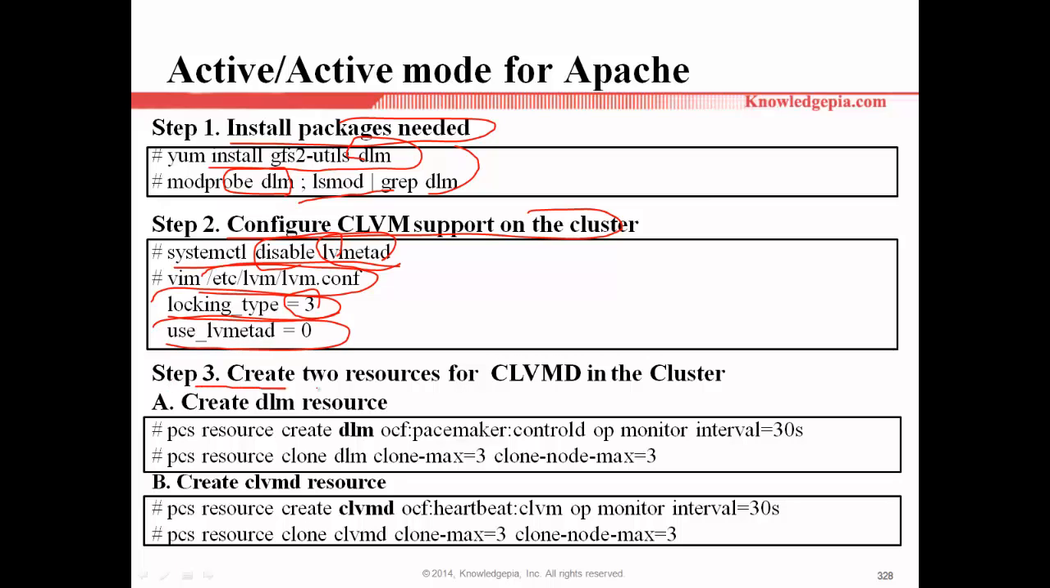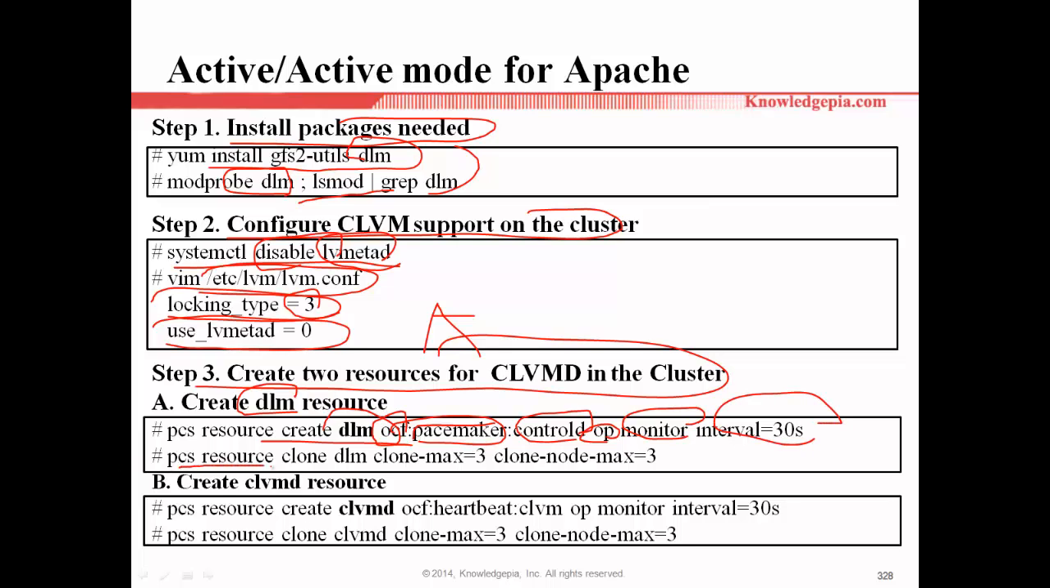Step 3, create the two resources for CLVM. If we want to run the CLVM daemon in the cluster for active and active mode, we need to create two kinds of resources. First one, DLM, like this. Resource create DLM with the OCF standard, the pacemaker provider, and the controld type name, and operation monitoring every 30 seconds.